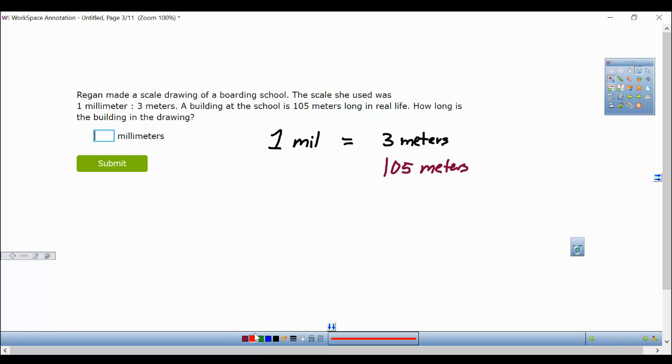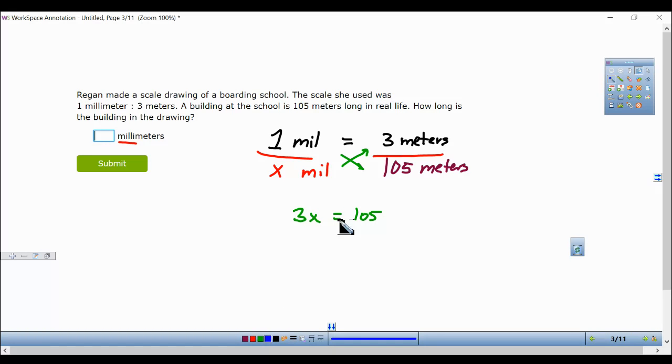So we want to find out how long the building is in the drawing, and it tells us we're going to do it in millimeters, so I'm going to put millimeters on this side. We're going to do a proportion, and we're going to multiply. Begin by cross multiplying. X times 3 gives me 3x. 1 times 105 gives me 105.